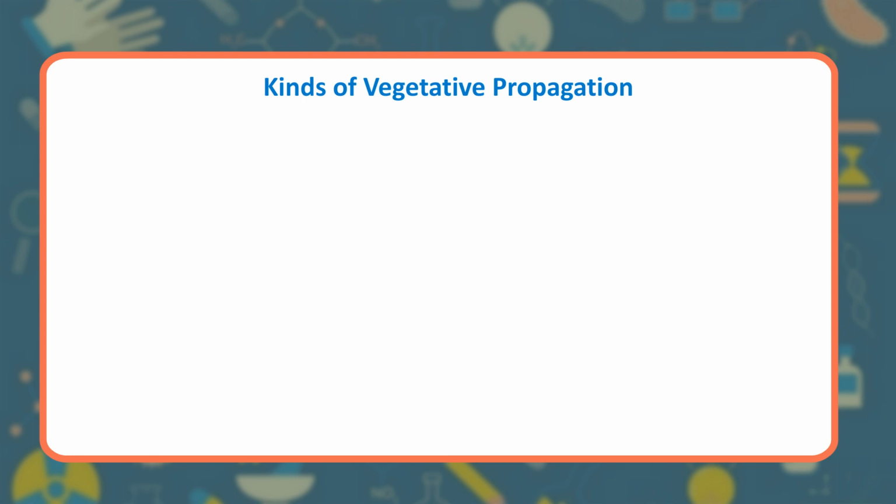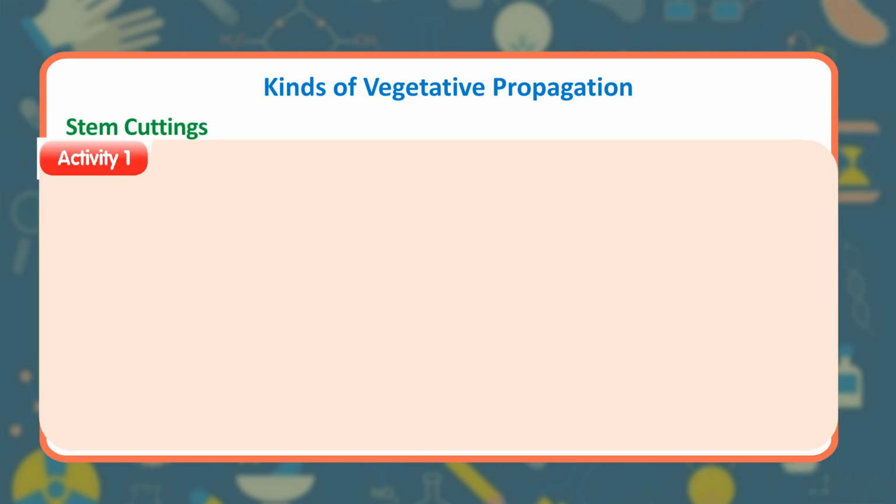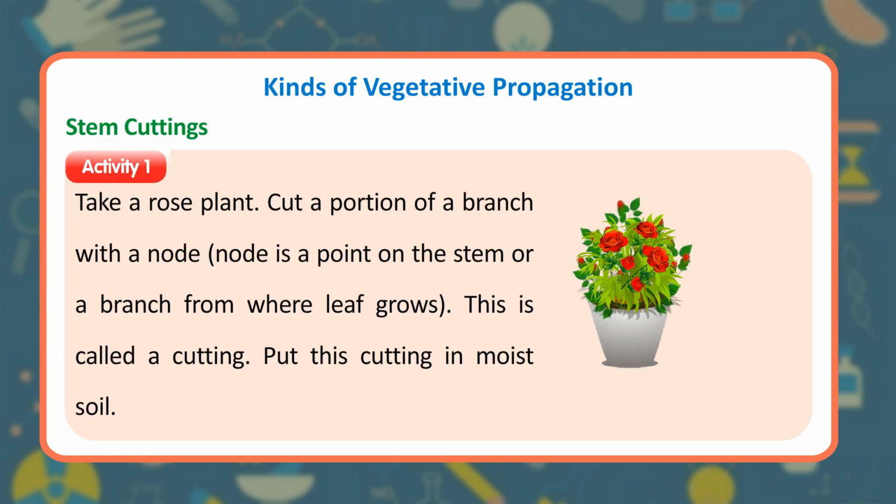Kinds of vegetative propagation. Stem cuttings. Activity. Take a rose plant.